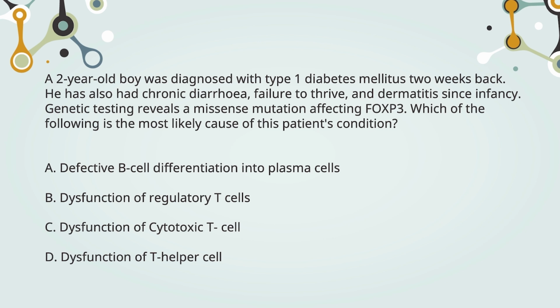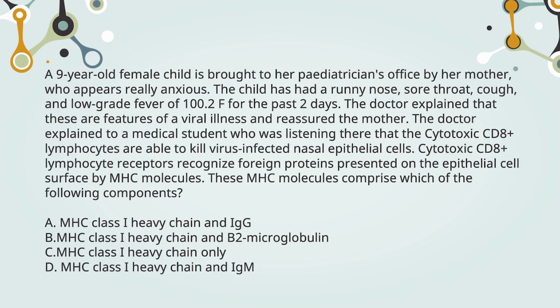Now, we talked about this earlier, right? The mutation in FOXP3 will cause IPEX syndrome, and the patient has classic features. The child is a boy, that is X-linked, right? The patient has type 1 diabetes mellitus, there's endocrinopathy, and there's chronic diarrhea, which stands for the E, right? The E in IPEX stands for enteropathy, and this patient has chronic diarrhea. And he also has dermatitis, which is a feature of IPEX. So this is a dysfunction of regulatory T cells. All right. Now let's look at the fourth question.